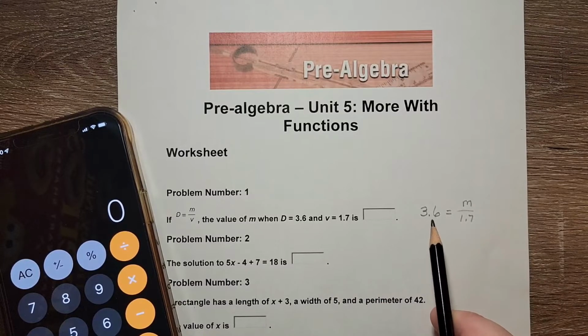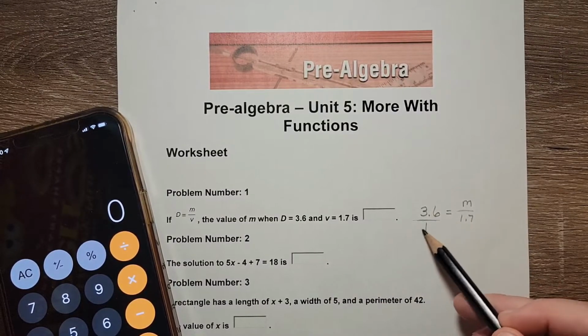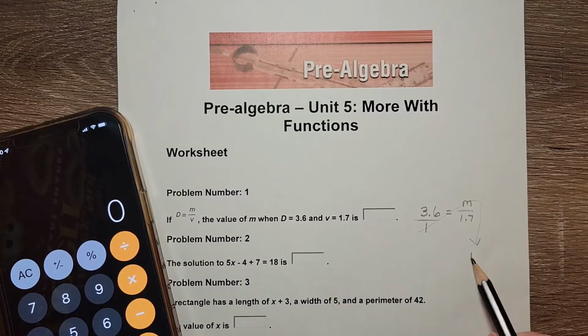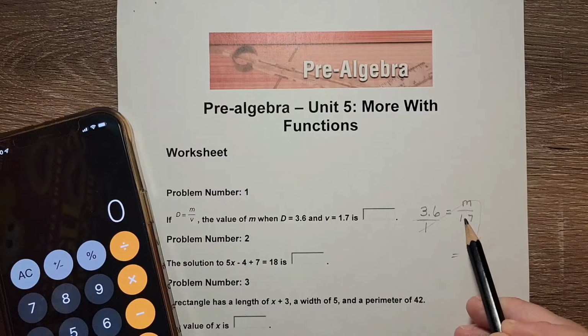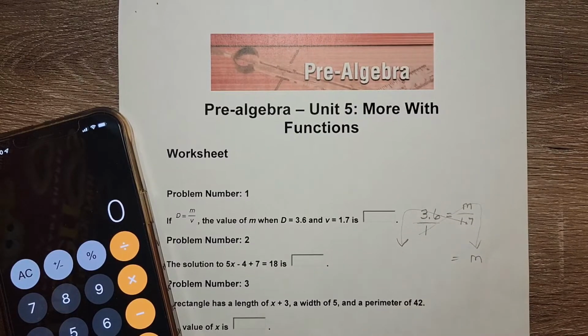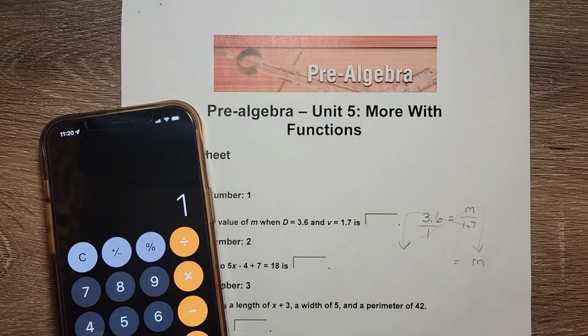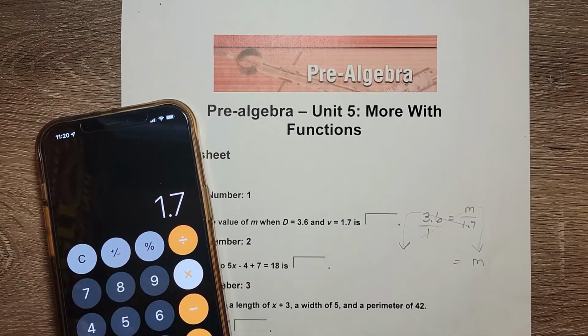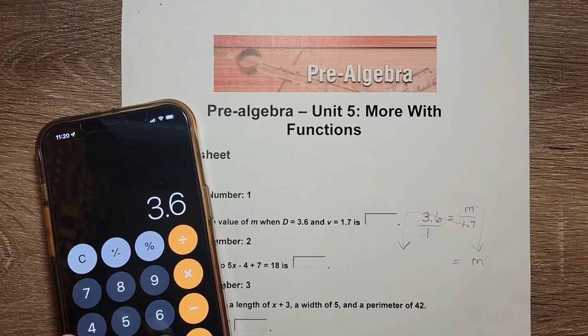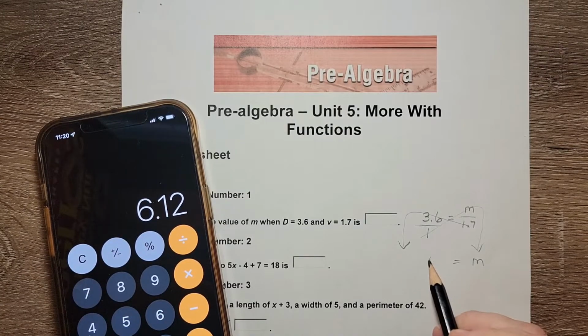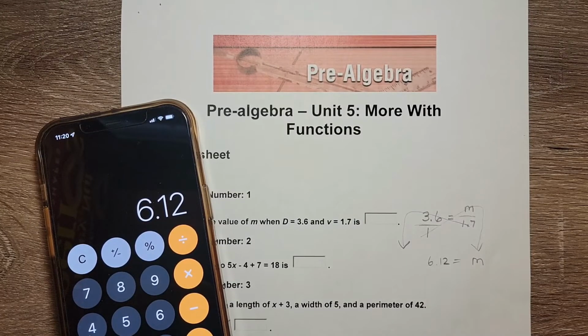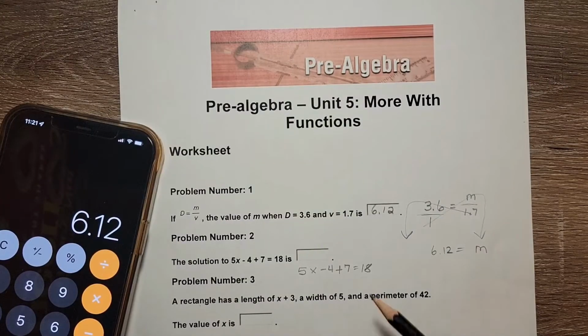An easy way to do this problem is to make this a whole number over 1. Cross multiply. 1 times M is M, and 1.7 times 3.6 is 6.12. So M is 6.12. Okay. Moving on to number 2.